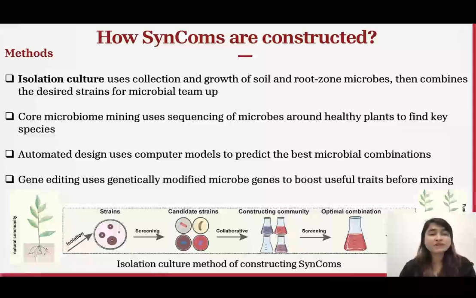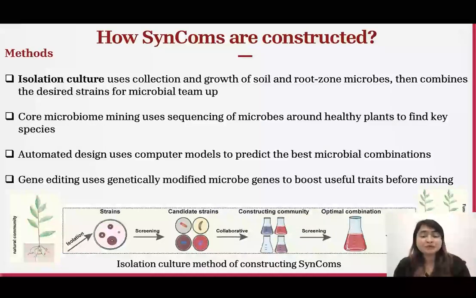Then there is automated design, which includes computer models ranging from genome-scale metabolic reconstruction to machine learning algorithms to predict which strains will cooperate best. This in silico approach prunes the search space, pinpointing promising consortia to validate in the lab.